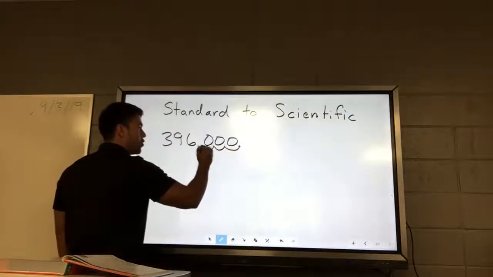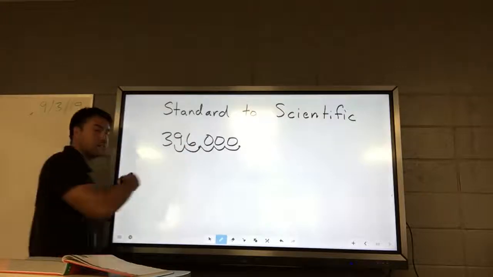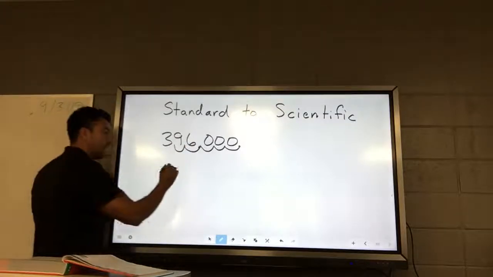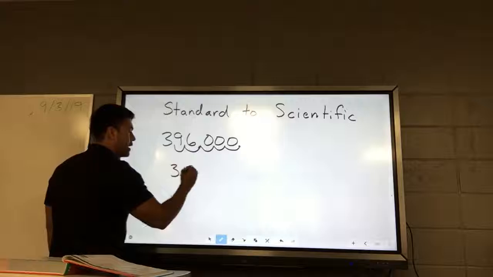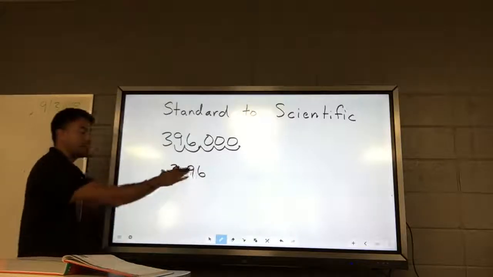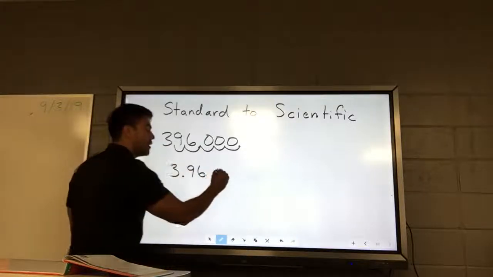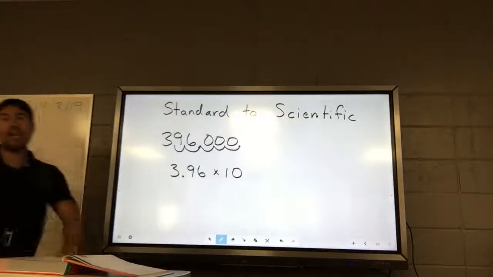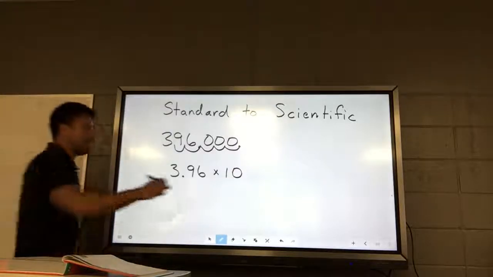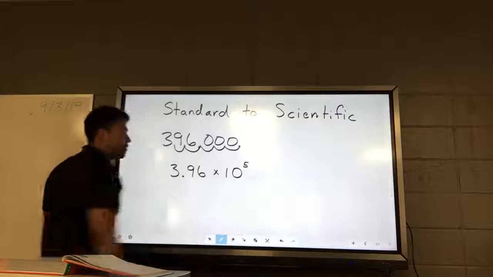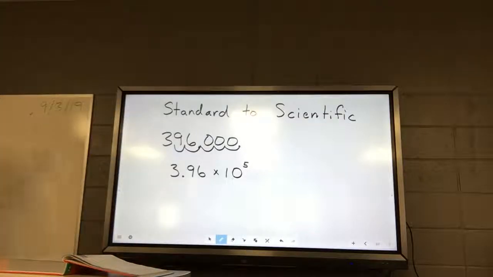1, 2, 3, 4, 5 times to the left. So my number became 3.96, but that's not the actual value. I have to put in times 10 to the... How many times did I move that decimal? 5 times. Now, the question is, is that 10 to the positive fifth or 10 to the negative fifth?